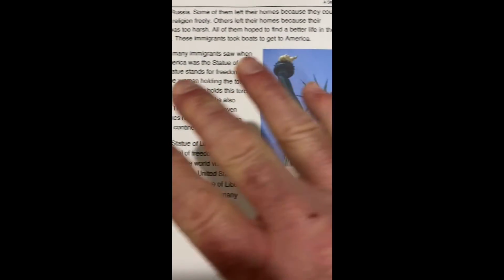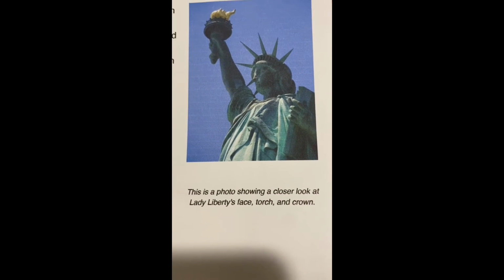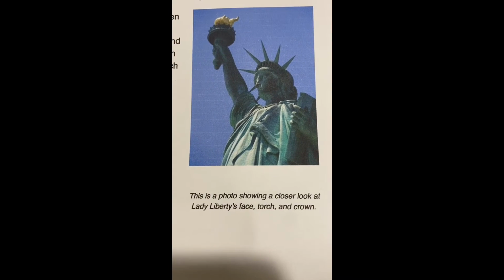Now, besides the actual article, there's also a photograph, and we know that from text features and photographs, there's usually a caption. Sometimes the caption, like with our Revolutionary War article, was kind of in amongst the picture. This one is down below. It says, "This is a photo showing a closer look at Lady Liberty's face, torch, and crown."